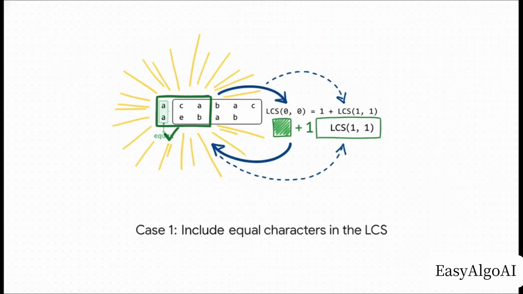Let's unpack exactly what happens in each of these scenarios. Okay, case 1. If both characters match, like the A's shown here in the green box, we've literally struck gold. We confidently include them in our sequence. Because we found a match, we add 1 to our running length. And then, well, we just move on to check the remainder of both strings. Mathematically, our solution becomes 1 plus the longest common subsequence of whatever substrings are left over.